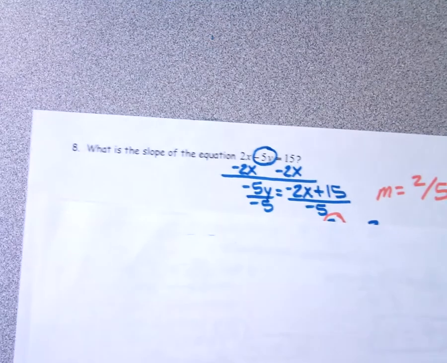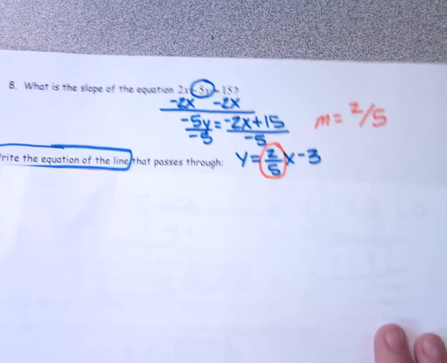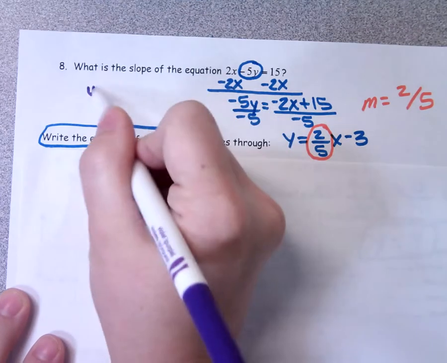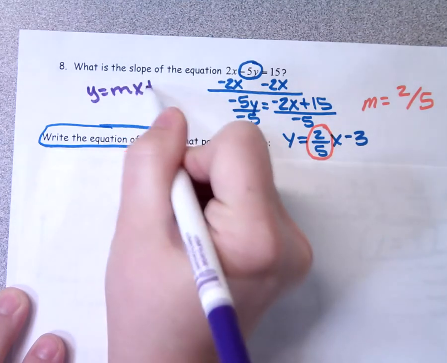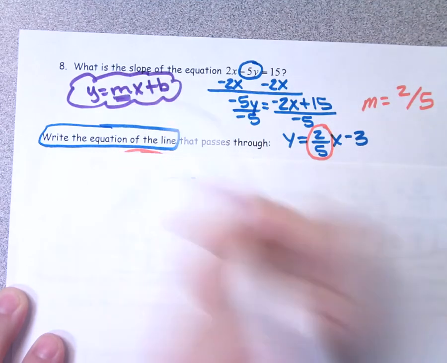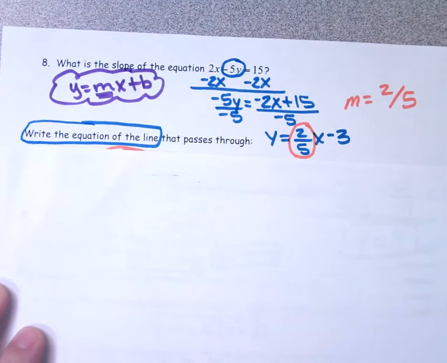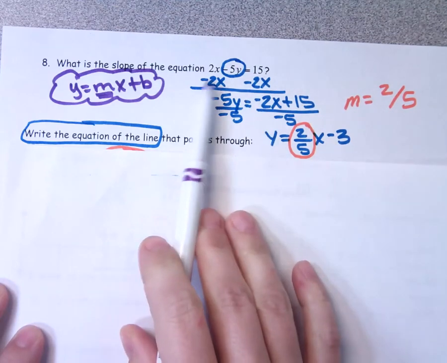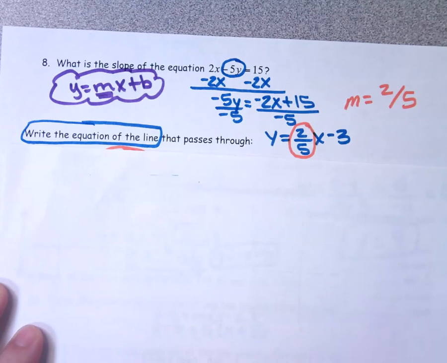Okay, moving on to number 8. Number 8 wants to know the slope of this equation. So if I want to know my slope, I want to put my equation in slope-intercept form, y equals mx plus b. That way my slope will be the number in front of the x. So that's what I did. I circled everything smushed with my y. I subtract the 2x. I undo my multiplication with division, and then I reduce my pieces.